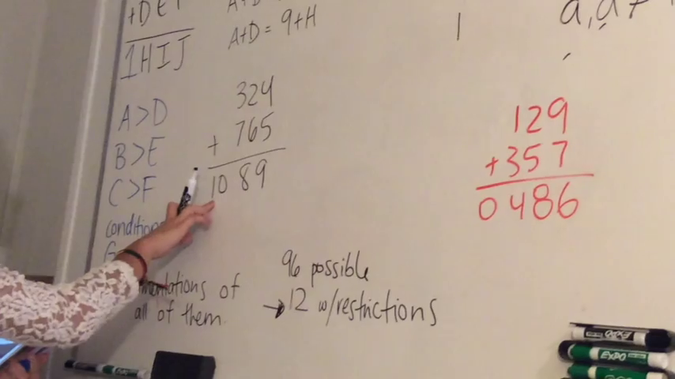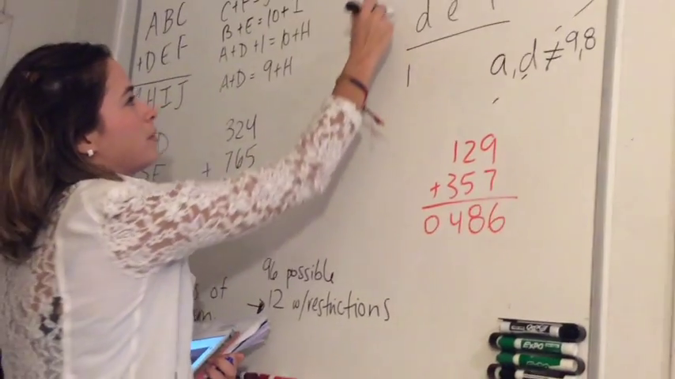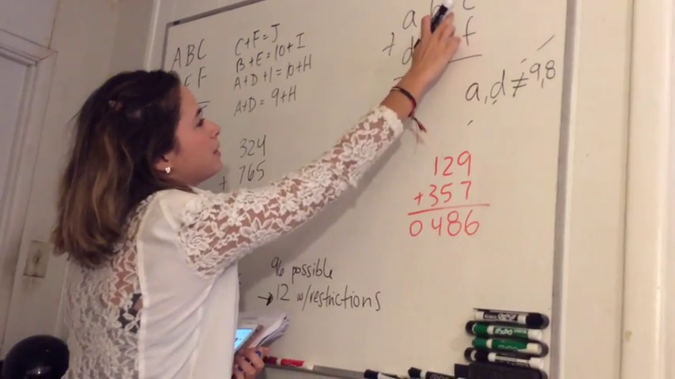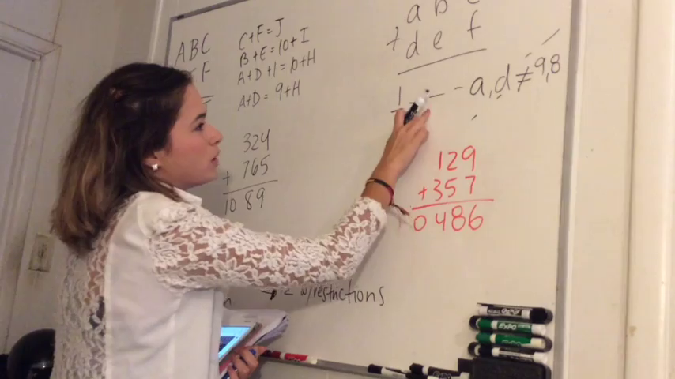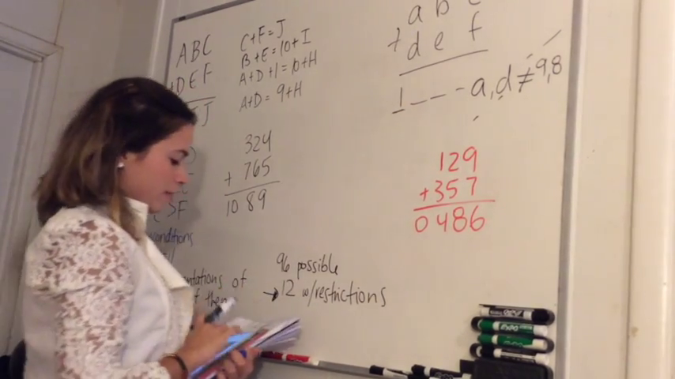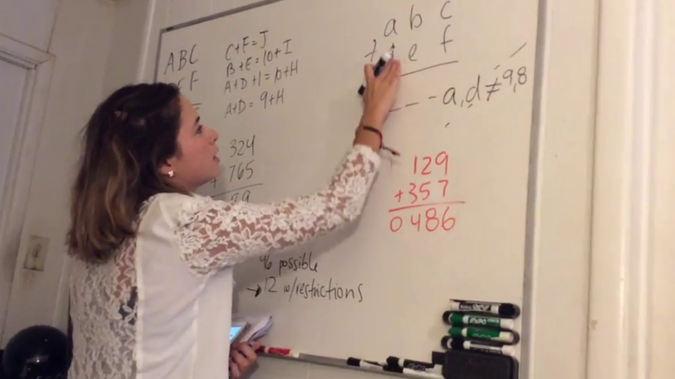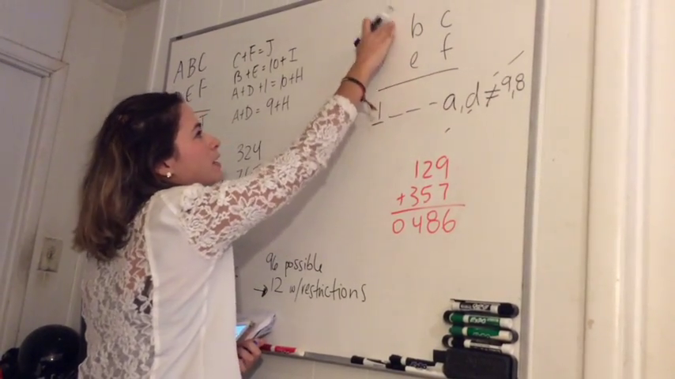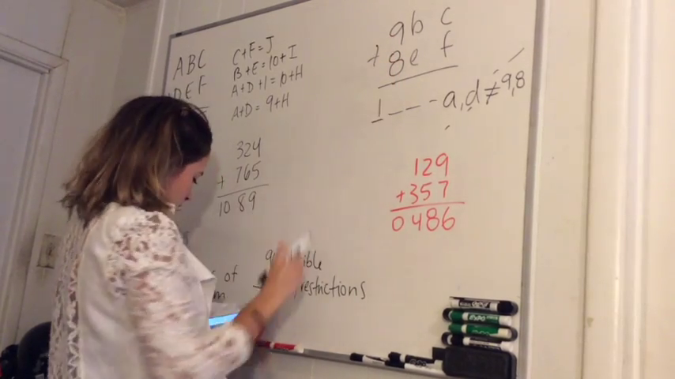From here we can see that this number always has to be a 1. Remember the ABC plus DEF, and the first number here always has to equal 1. And we also found other restrictions: A and D cannot equal 9 and 8. So these two numbers up here cannot equal 9 and 8.